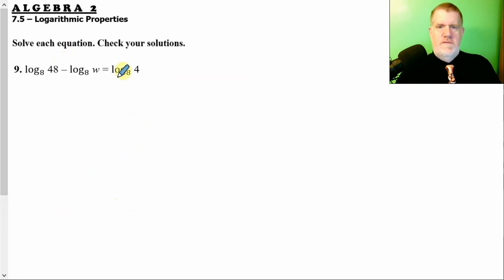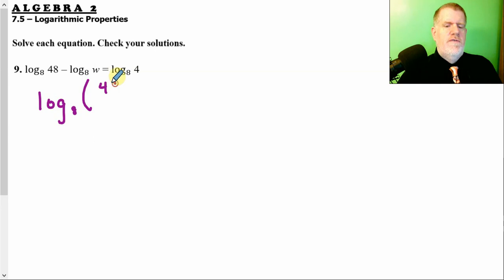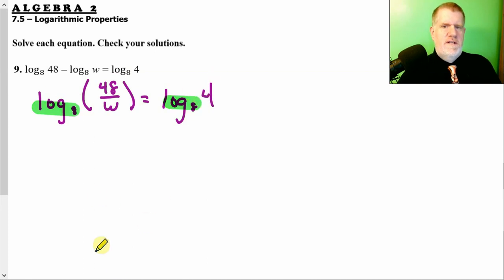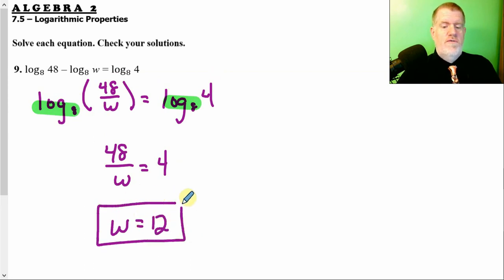All log base 8, that's good. We're subtracting. And if you subtract the logs, that means you can divide them. Excellent. Log 8, log 8. So now we can set these two equal to each other. So 48 over w equals 4. 48 divided by what would give you 4? It's 12. Will 12 work? W has to be positive, and 12 is positive, so we're good.